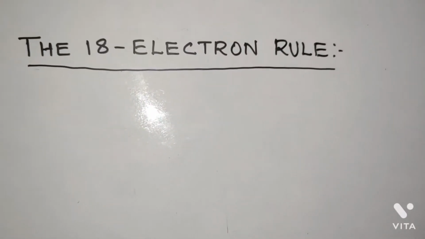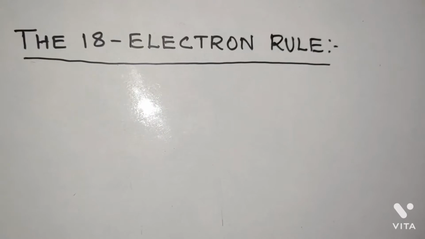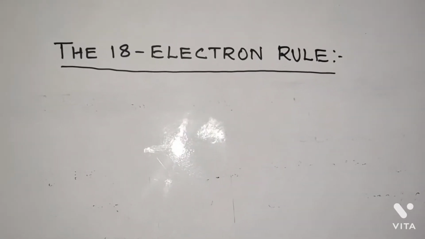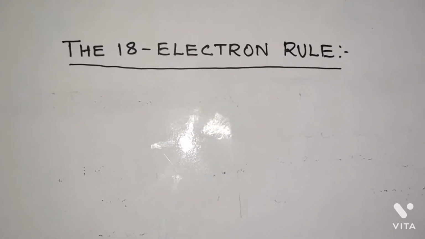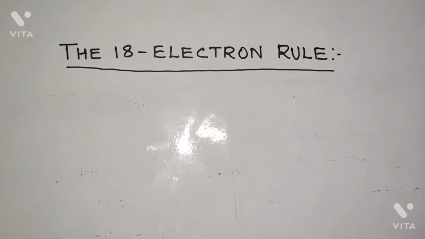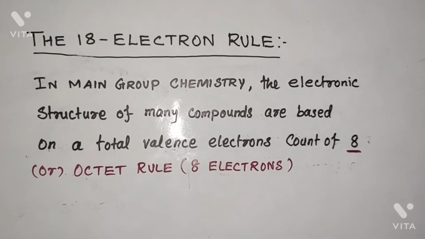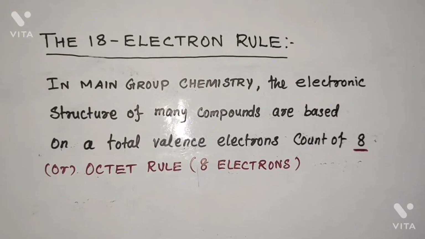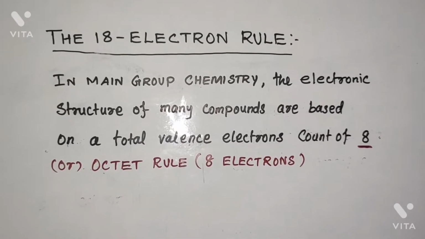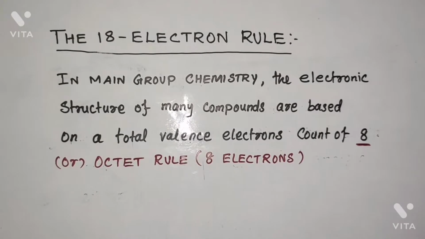Hi friends, today we are going to discuss the 18 electron rule and the electron count of organometallic compounds. In main group chemistry, the electronic structure of many compounds is based on a total valence electron count of 8. They obey the octet rule. Similarly, in organometallic chemistry, the electronic structure of many compounds is based on a total valence electron count of 18.